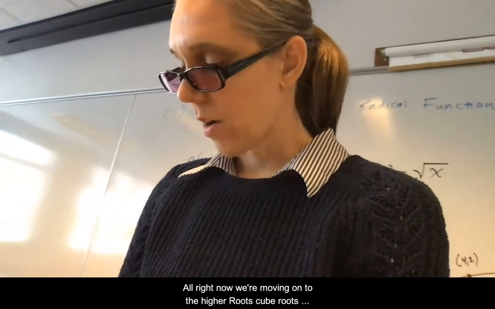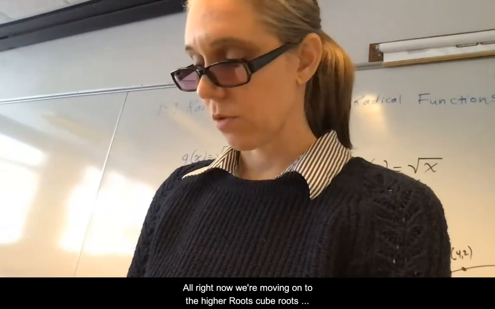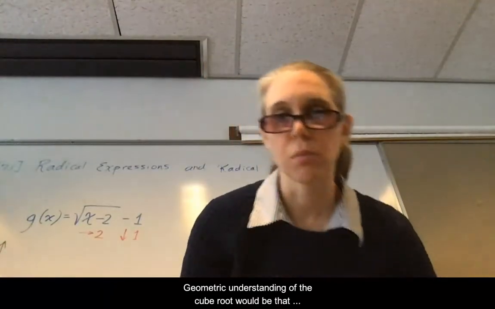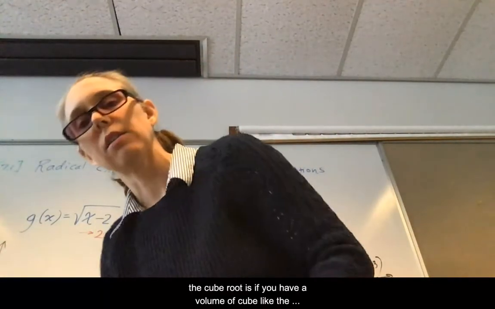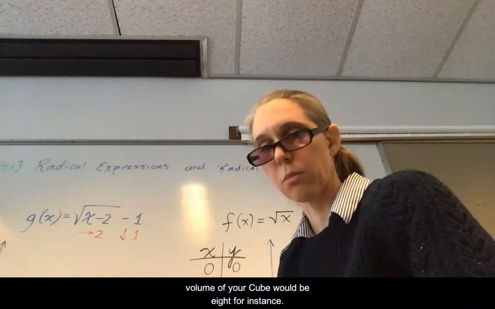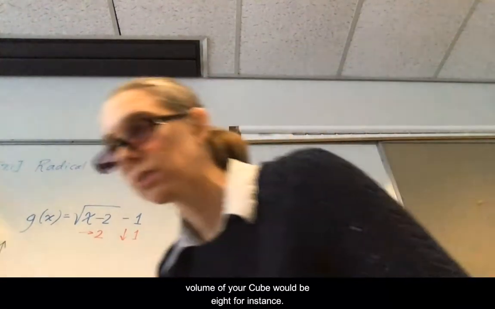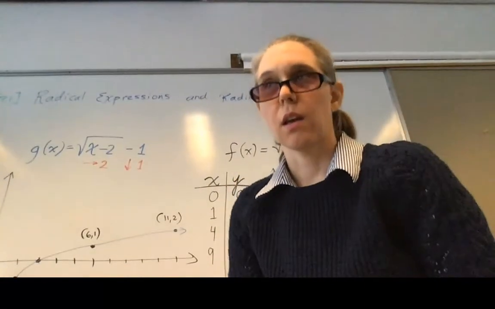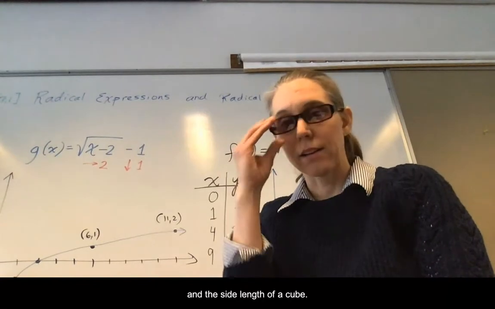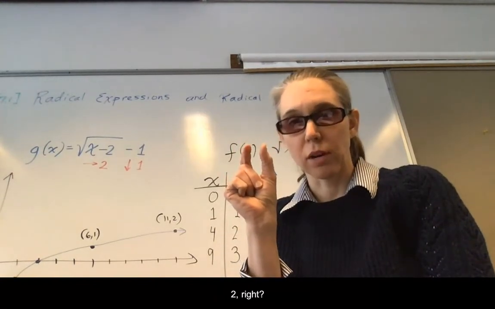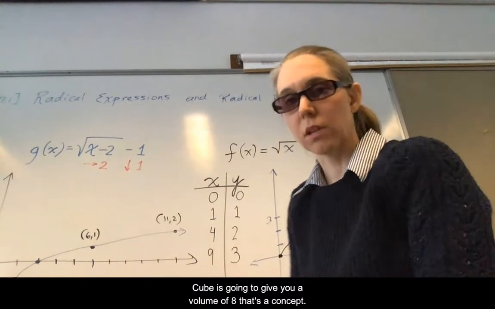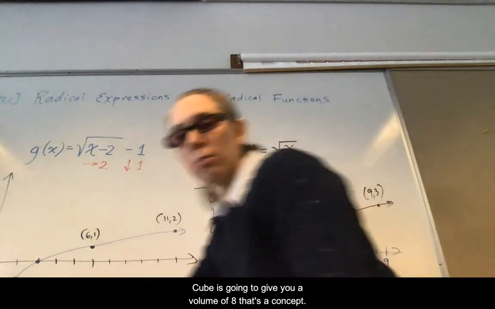We're good. All right, now we're moving on to the higher roots, cube roots, fourth roots, fifth roots, nth roots. So the geometric understanding of the cube root would be that if you have a volume of a cube, like the volume of your cube would be 8, for instance, what side length would produce a volume of 8? And the side length of a cube would be 2, right? 2 times 2 times 2 for a cube is going to give you a volume of 8. That's the concept of a cube root.